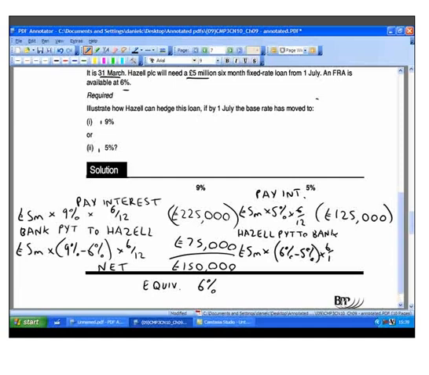So how much are they going to end up paying? They're going to end up paying £150,000. In other words, they're still paying 6% interest. So it's always going to bring you back to the FRA rate, but the numbers just illustrate how this works.